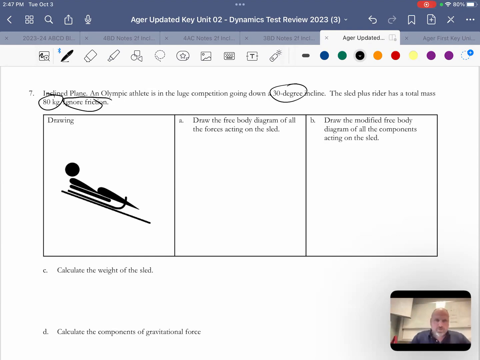Ignore friction. So we're not going to have a friction force up the plane, which again, there's going to be a zero somewhere, but just remember, ignore friction. It's going to be frictionless. So start with the free body diagram.